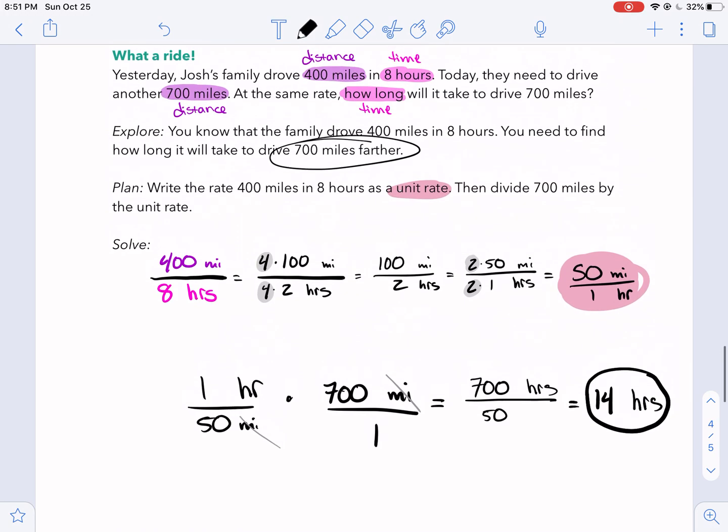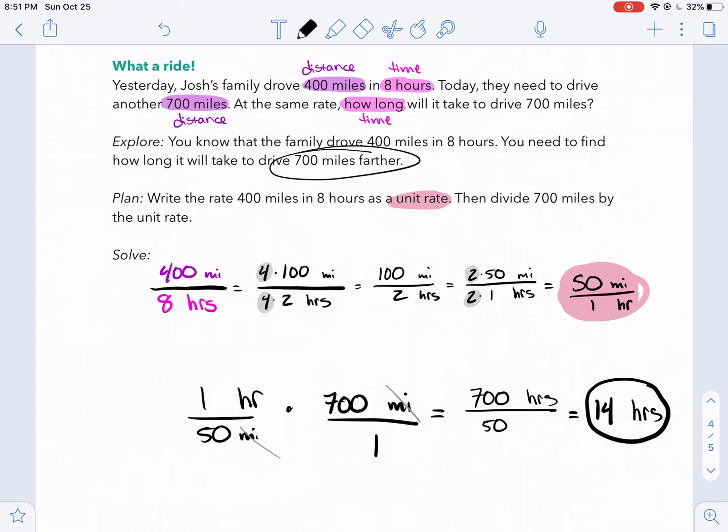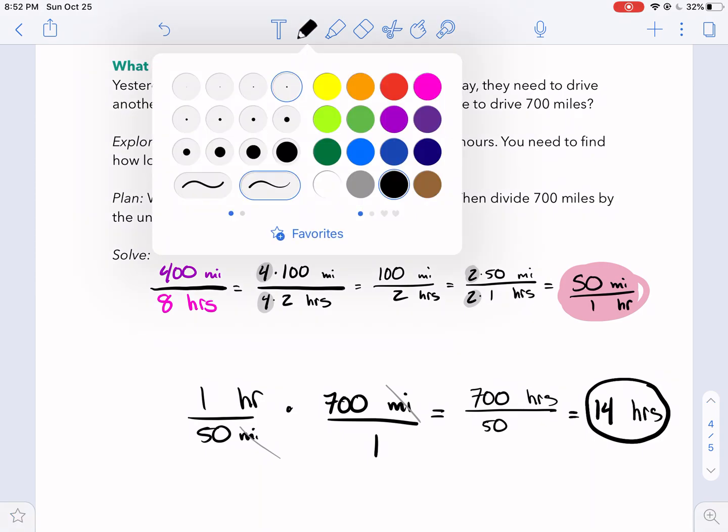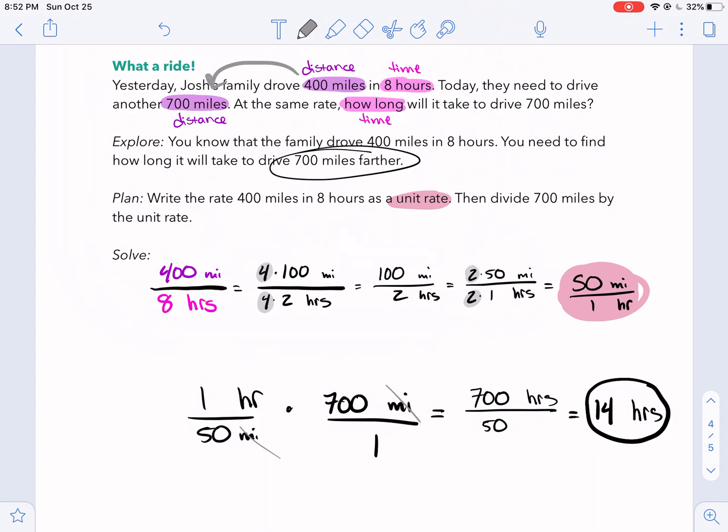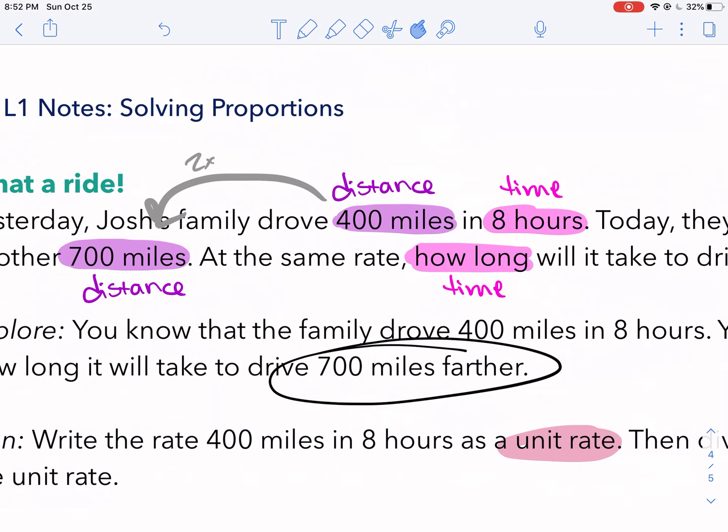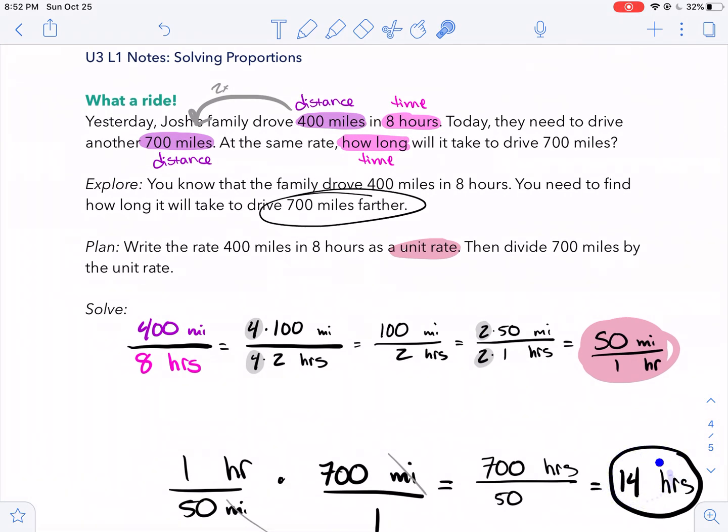Now, we're not going to check our work super pedantically. We're just going to see, does that seem right? 8 hours for 400 miles. 400 to 700 is almost twice as much, but not quite. It's a little bit less than twice. So with this 8, and our answer time was 14, that's almost twice as much, but not quite. So we probably did something right.